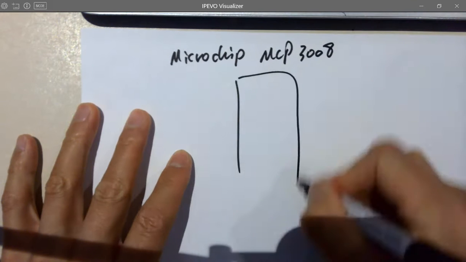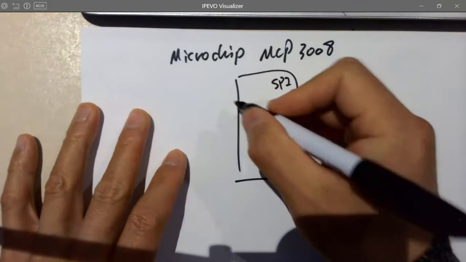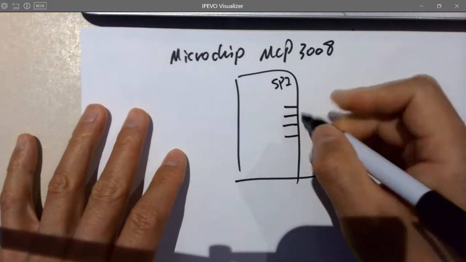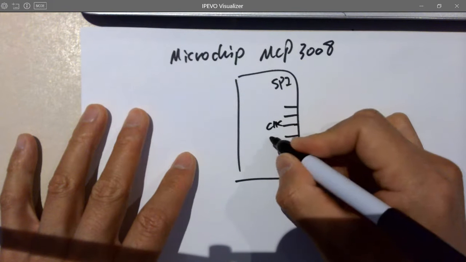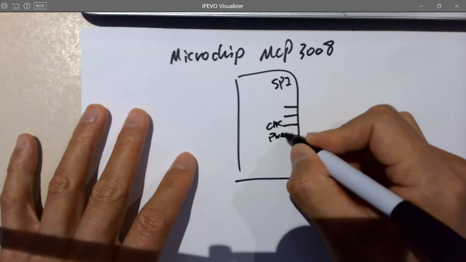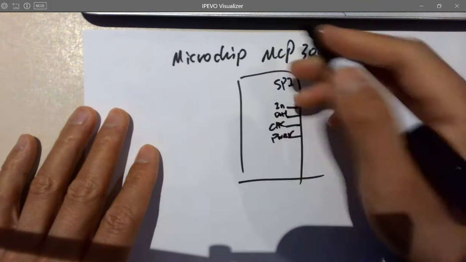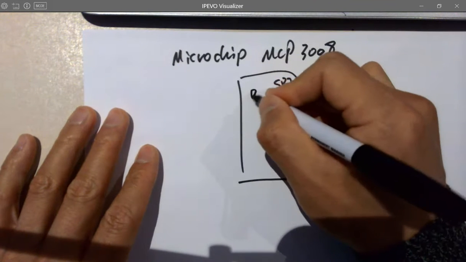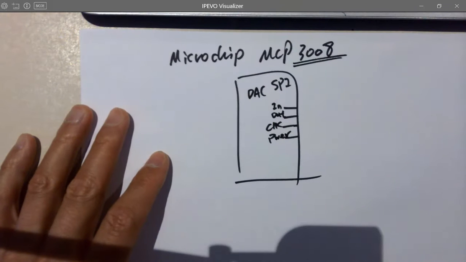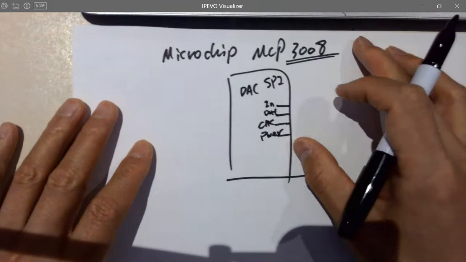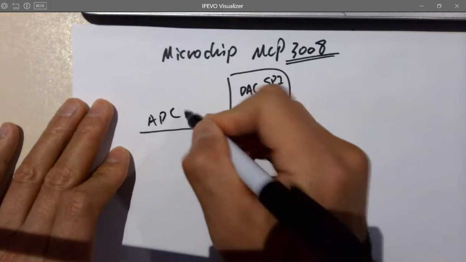So it has a SPI interface, 4 pins, but only two. One is for power, one is for clock, right? So this is the clock. This is for power, and you got in and out. So it's a DAC. So it shouldn't be that one. I forgot the name, but anyway, it's a DAC or ADC. ADC, okay? So analog in.